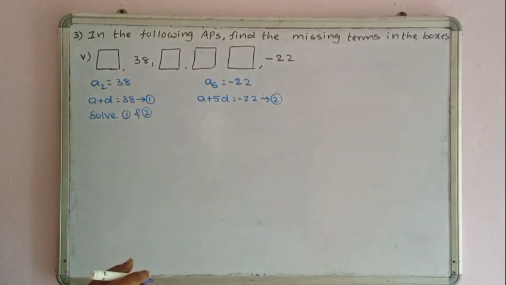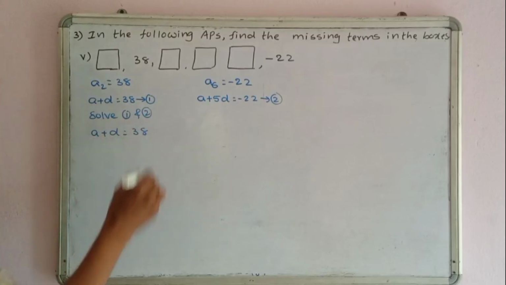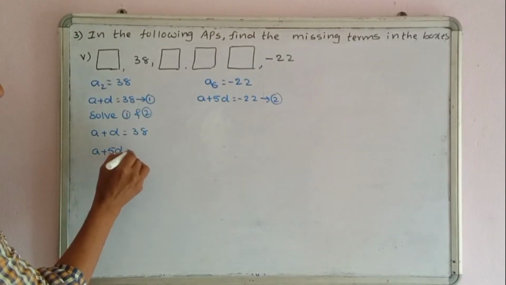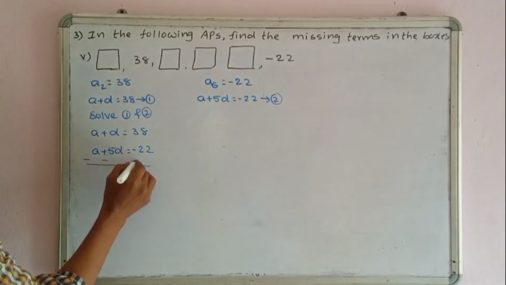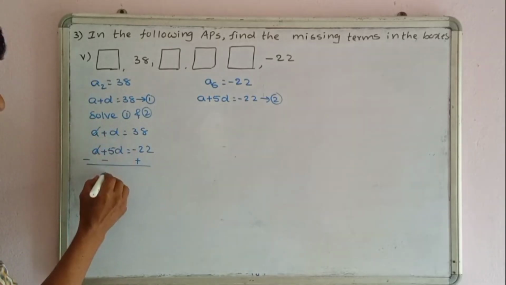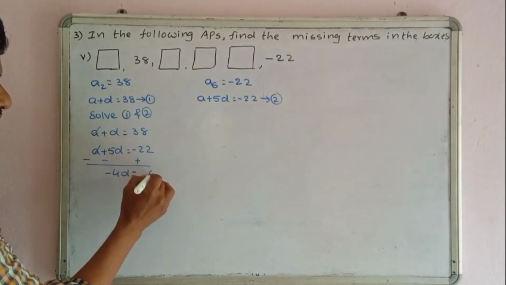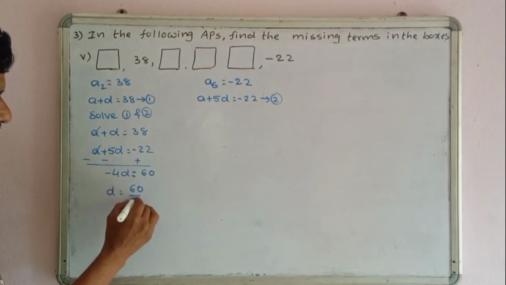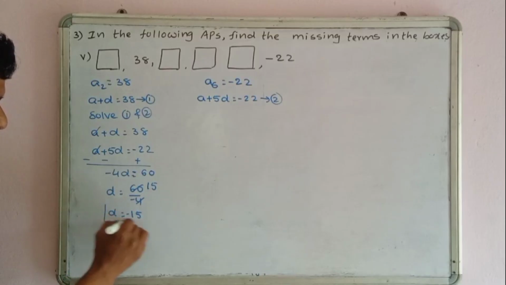1 and 2. What is 1? A plus D equals 38. What is 2? A plus 5D equals minus 22. Solve 1 and 2. Minus, minus, plus. So A minus A gets cancelled. D minus 5D is minus 4D equals 38 plus 22, 60. So D equals 60 by minus 4, that is 15 times. So D equals minus 15.